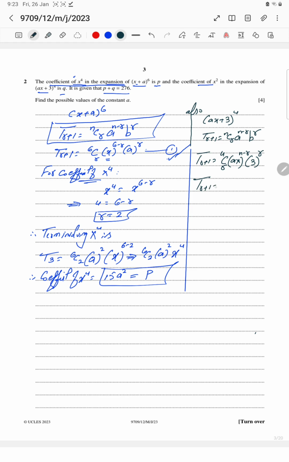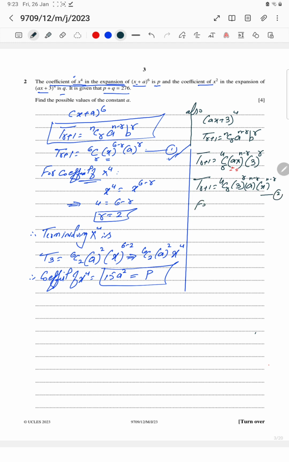So further simplified, 4C_r times 3^r, a^(n-r) and x^(n-r). I just split this term a and x with the common power. Okay, suppose this is equation number 2.